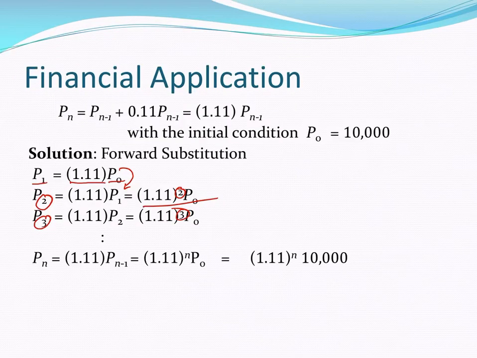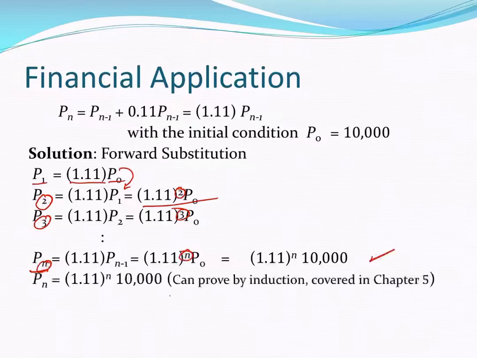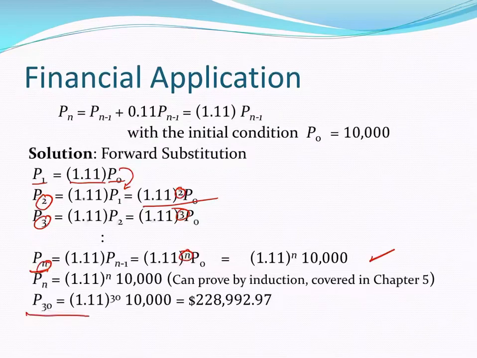so that we can say that P sub n is going to be 1.11 to the n times P sub 0, and this is our closed form solution for the nth term. And now we can substitute in 30 for the number of years we're going to accumulate money, and we can see that we almost have $230,000. So if you can find a bank account like this, quickly put $10,000 into it.